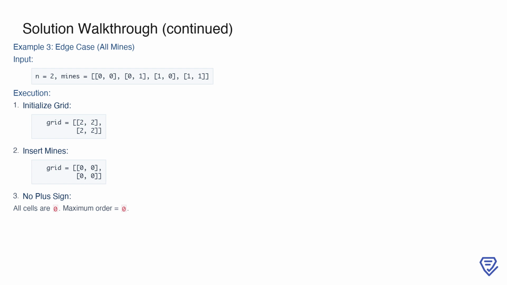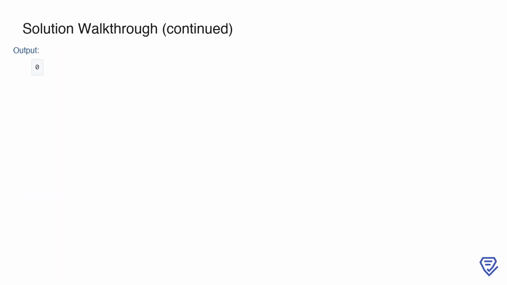We begin by initializing the grid with all cells set to 2, the maximum possible arm length for this size. However, once we insert the mines, all cells are updated to 0, indicating that no plus sign can be formed. Since every position in the grid is blocked, there are no valid plus signs, and the maximum order is 0. With all cells blocked by mines, the final output for this edge case is simply 0.